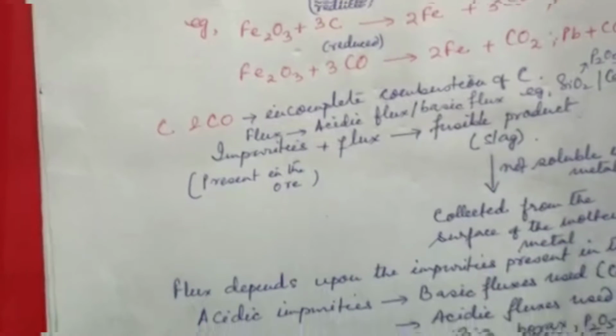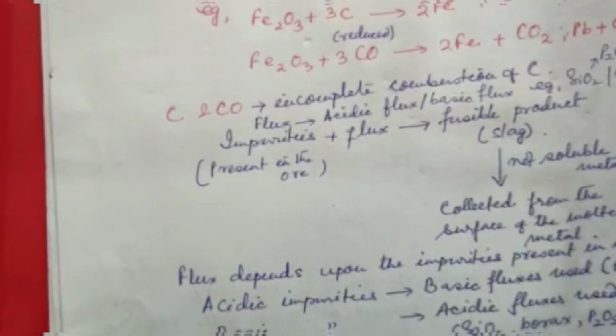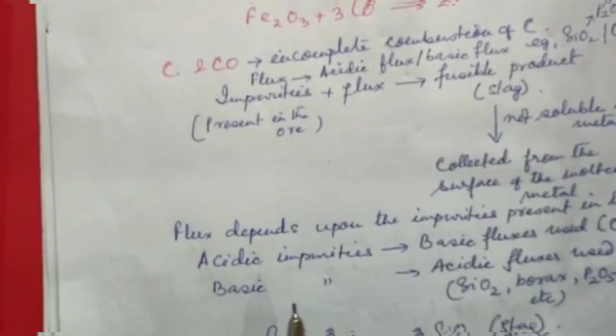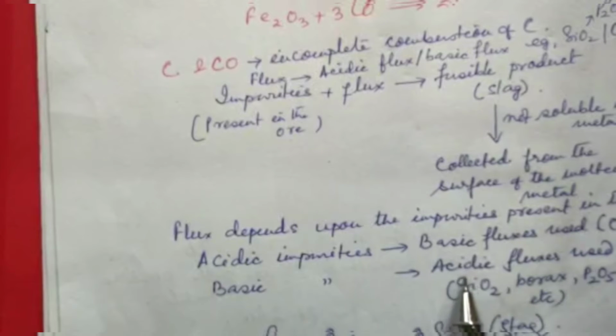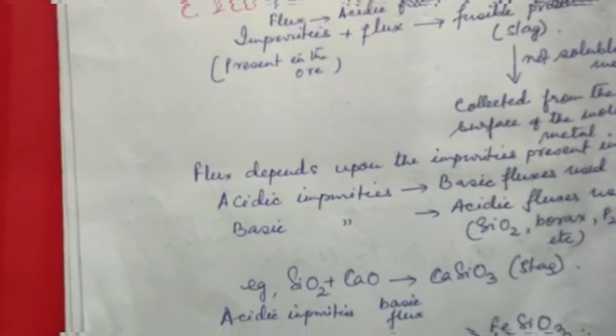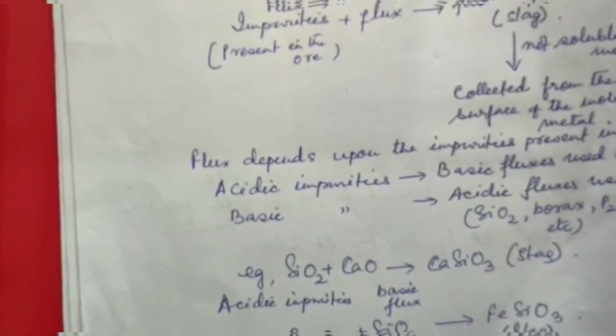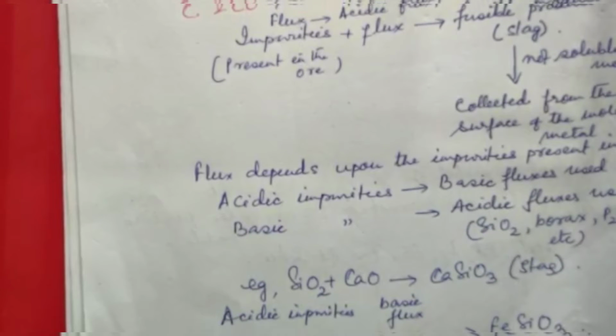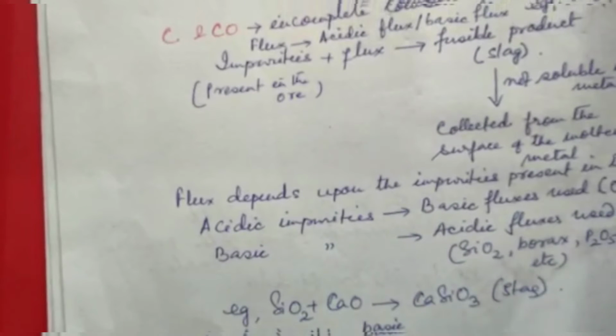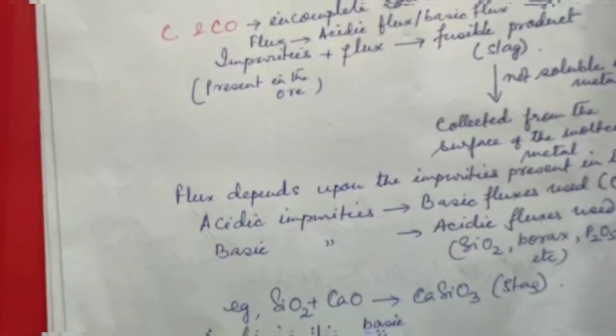The choice of flux depends upon the impurities present in the ore. For example, for acidic impurities, basic fluxes are used, and if basic impurities are present, then acidic fluxes can be used. For example, silicon dioxide, borax, phosphorus pentoxide, etc. If the ore contains basic impurities such as calcium oxide, iron oxide, manganese carbonate, then acidic fluxes like sand, borax are used.